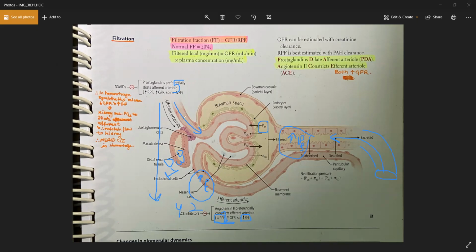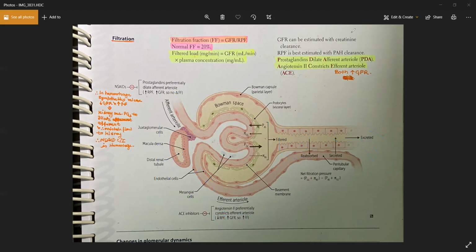The blood flow will remain constant, but it will oppose the filtration of this blood. So you will have a normal renal plasma flow, a decrease in the GFR, and a decrease in the filtration fraction. That's what you will get whenever you have any kind of obstruction in the pathway of urine, right? Yes. So do know about all these agents.